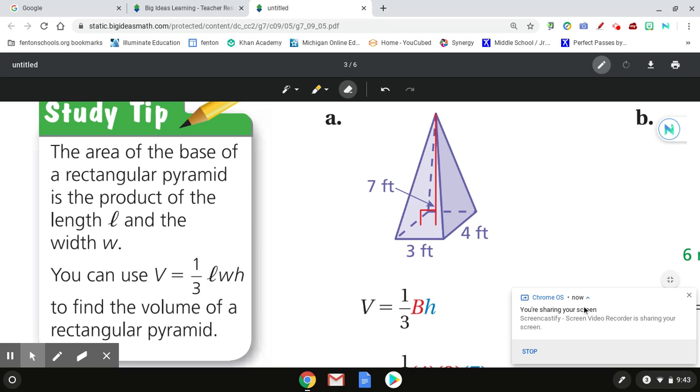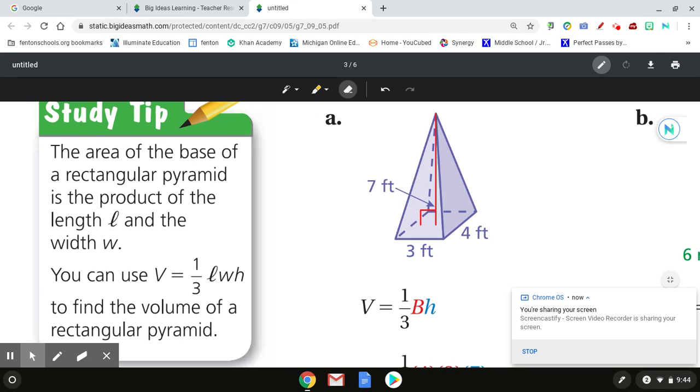Hey kiddos, it's Mrs. Bernal here, and I just wanted to go over with you in section 9.5 the volume of any pyramid. We're looking at rectangular base pyramids and triangular base pyramids. So in this example that I'm going to do with you, we're going to look at a square or rectangular base pyramid. So I am in example 1 in this section, and if you look at the pyramid that's on the screen here, it is a rectangular base.